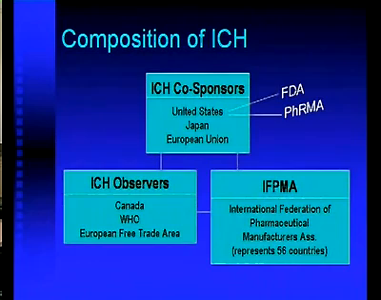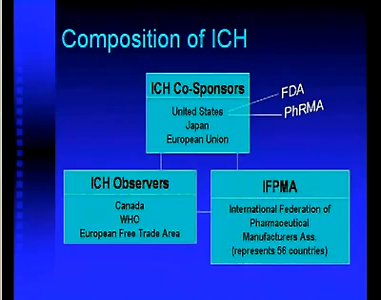This is a schematic of the composition of the International Conference on Harmonization. There are 3 major components. Probably the one you'd be most interested in are the co-sponsors: United States, Japan, and the European Union. Within the United States, there are representatives from 2 major agencies, the Food and Drug Administration and PhRMA. There are also ICH observers from Canada, WHO, the European Free Trade Area, and a lot of pharmaceutical manufacturer representatives. I believe they meet once a year, and they rotate countries where they meet.